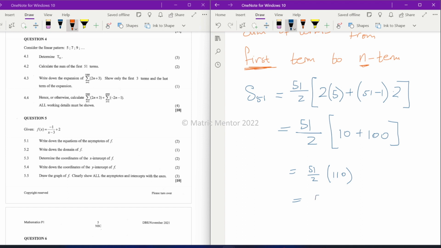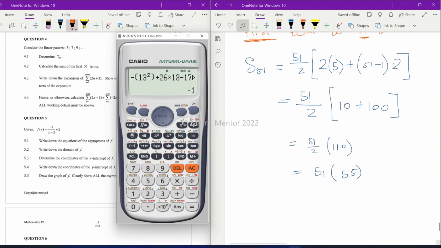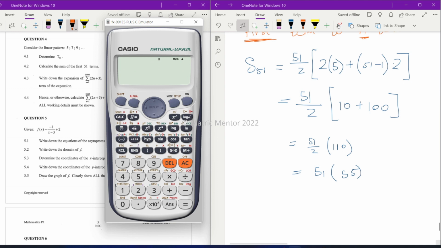So this will be 51 times 55, and that result will give us 2,805. That is the sum of the first 51 terms.